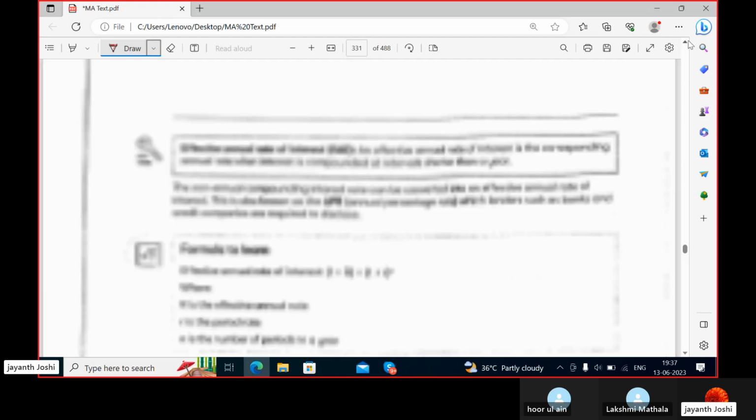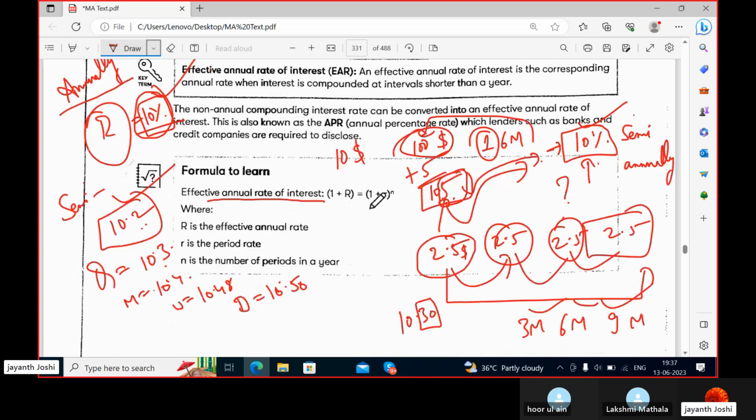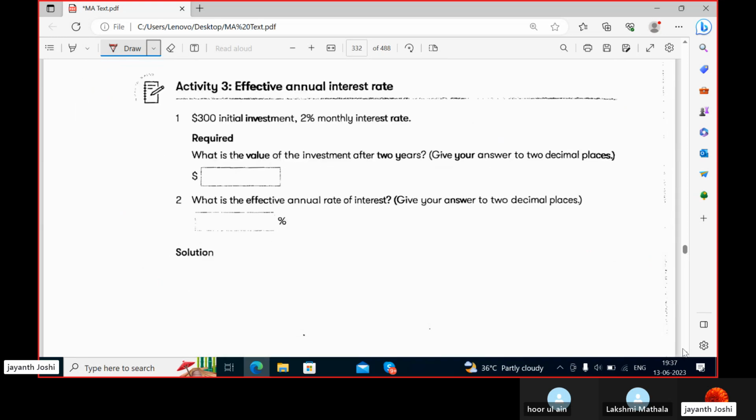So write down the formula. The formula for effective annual rate is this: 1 plus R is equal to (1 plus r) whole power n, where R is the effective annual rate they'll give you, and small r is the period rate. That is the period rate they will give in the question. N is the number of periods in a year. So if I have to tell you the exact formula for effective annual rate, I'll write it here. Okay, you can follow that formula also.